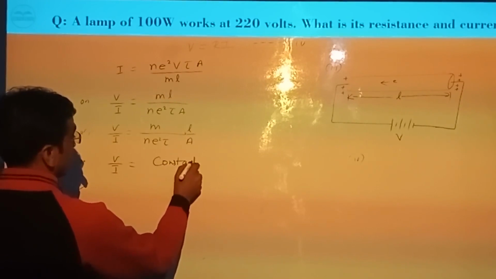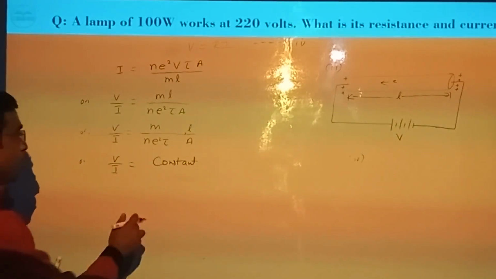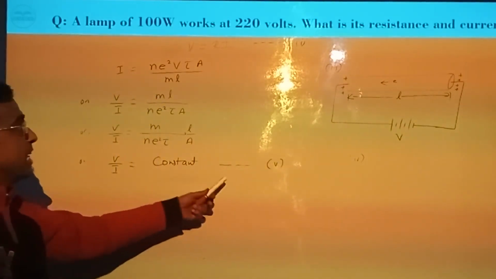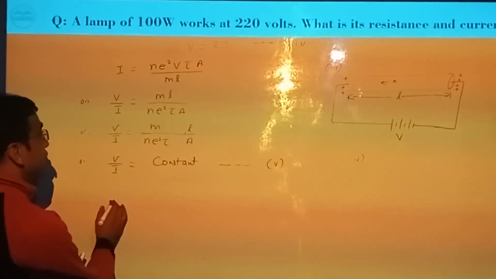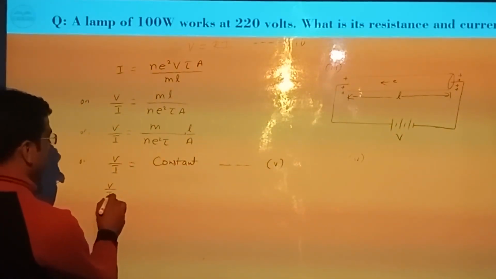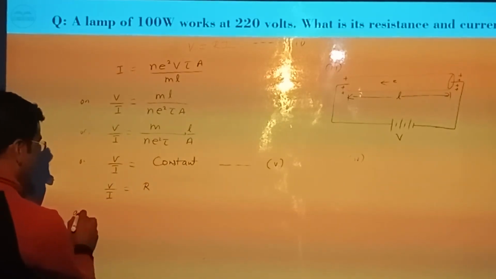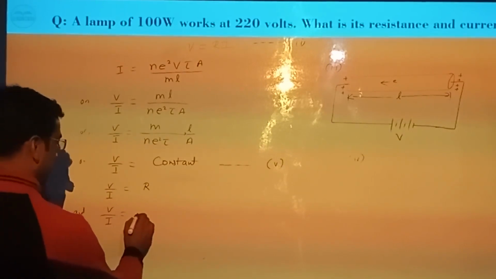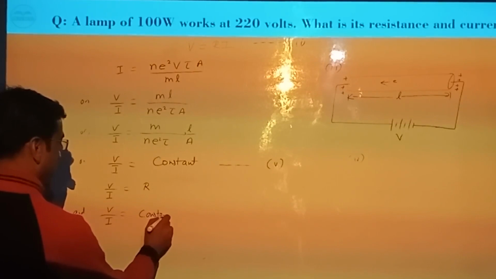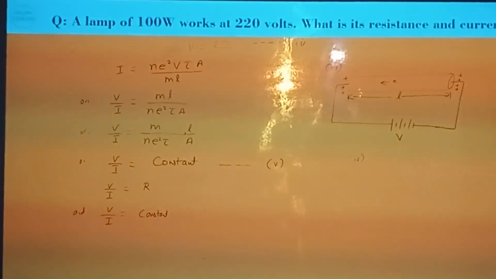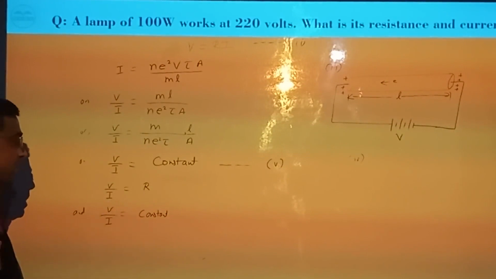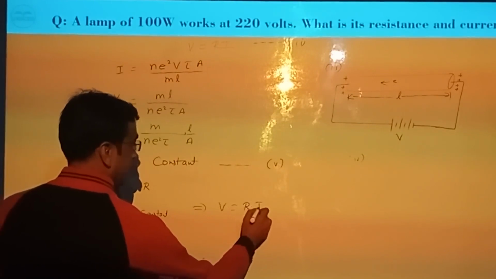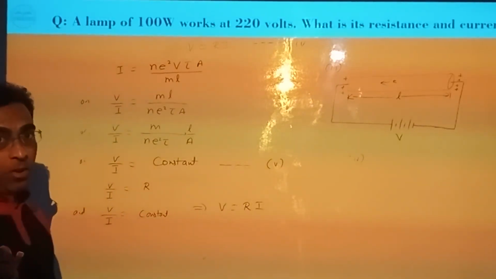I am taking it as equation number 5 and comparing it with equation number 1. From equation 1, V upon I equal to R, and from equation number 5, V upon I equal to constant. So we can say that R is a constant, and this relation gives V equal to IR. That is the statement of Ohm's law.